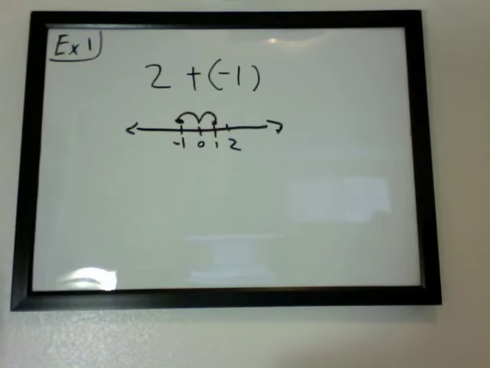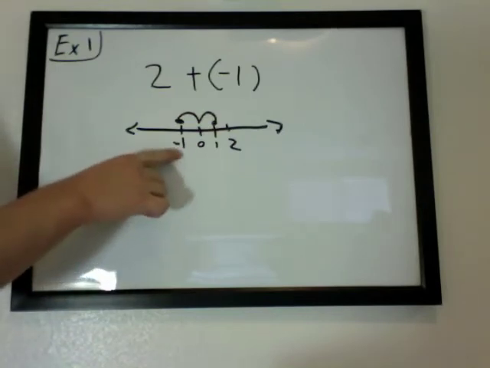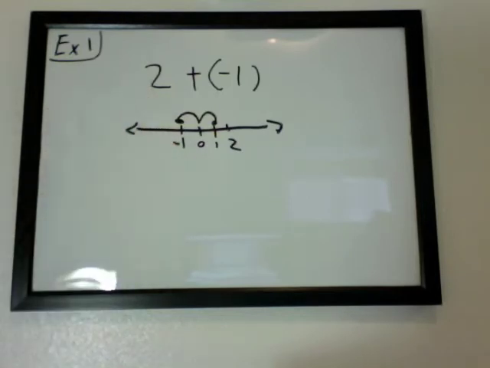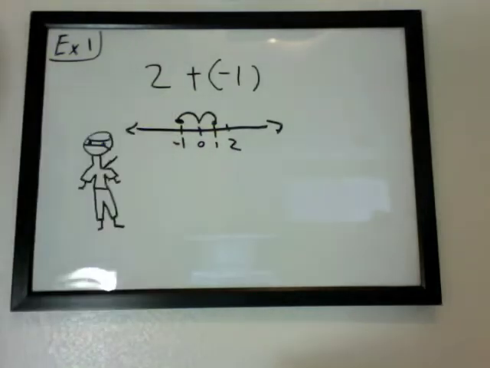So first thing you want to do, draw your number line. Start off at the most negative number that we have, which is negative 1. Then go up how much it tells you to. In this case, it's a 2. And Andrew the Ninja would agree.